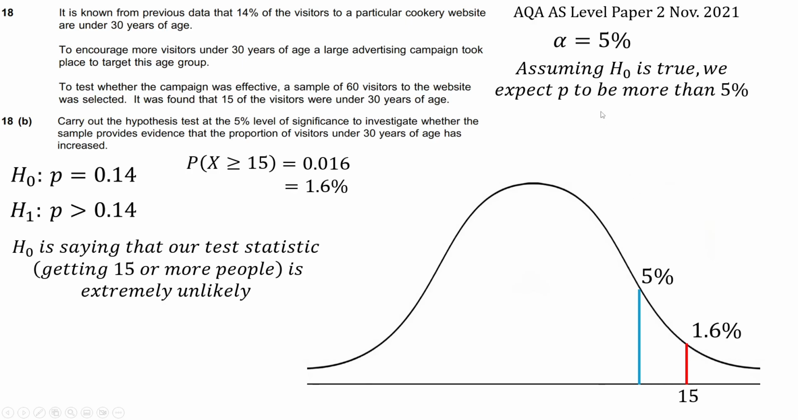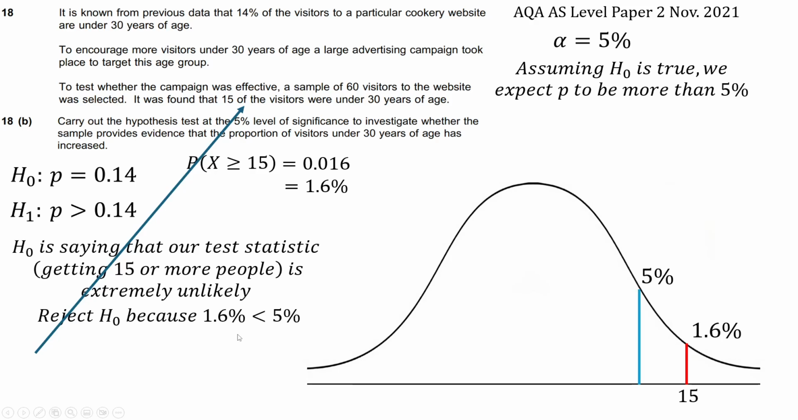We expect P to be more than 5% if H naught was true, i.e. the probability of it just being a coincidence might be 40%, 30%, 20%. If the probability of it being a coincidence was fairly high, then we can say, you know what, H naught, there's actually no reason to reject it, because it could have just been a coincidence, because the probability of it being a coincidence was quite high.